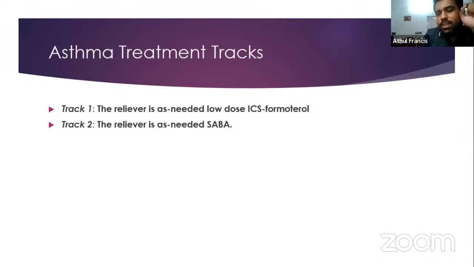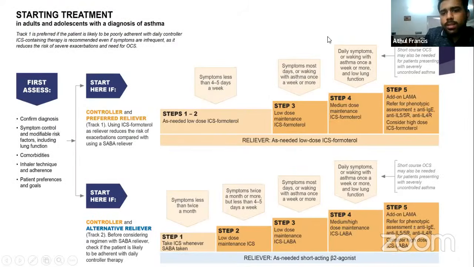In track 1, your reliever is ICS-formoterol, and formoterol, as we know, is a long-acting beta agonist, so it's a low-dose ICS-LABA. And in track 2, the reliever is always as-needed SABA. So basically in asthma, there is nothing called a permanent treatment. You have to always step down and step up your treatment according to the condition of the patient. So initially, you confirm the diagnosis, you treat other modifiable risk factors, you look for comorbidity, you look for inhaler technique, adherence and patient preference. Then start here. So there are two tracks, as I told, track 1 and track 2.